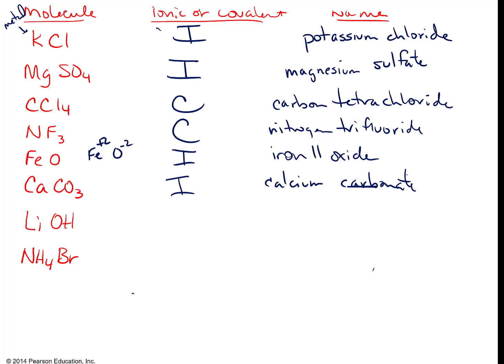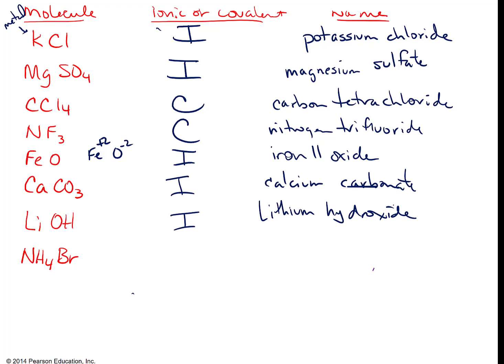LiOH. That's ionic. Find lithium to the left of the zigzag line. Ionic. And it's lithium hydroxide. Yep, the OH is the hydroxide. Well, in the next chapter it'll be an alcohol, but in this chapter, what? I know.